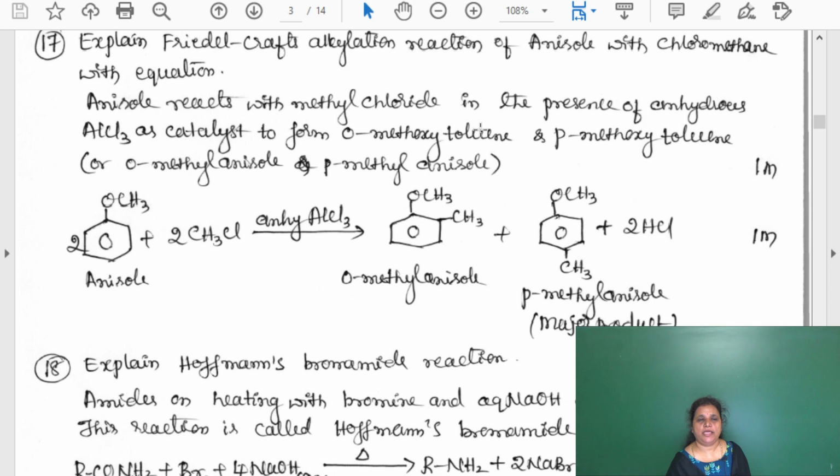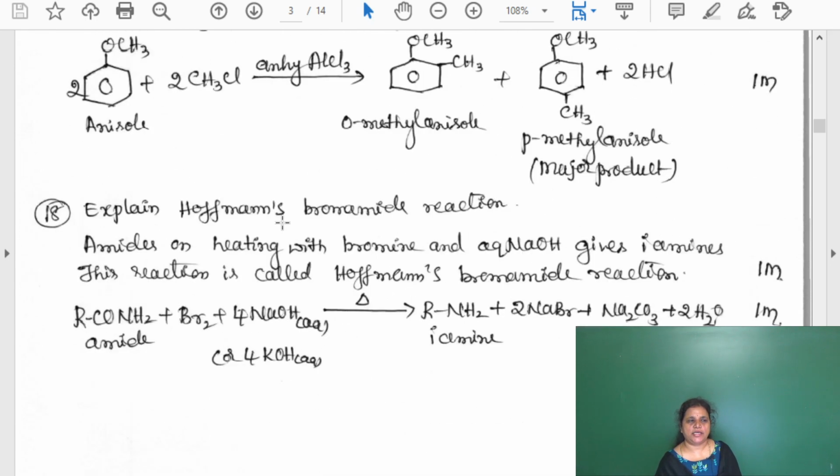Anisole reacts with methyl chloride in the presence of anhydrous aluminium chloride as catalyst to form ortho-methoxytoluene and para-methoxytoluene, or ortho-methyl anisole, para-methyl anisole. That explanation carries 1 mark and the equation carries 1 mark.